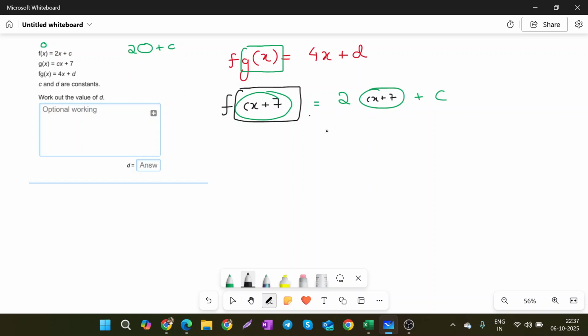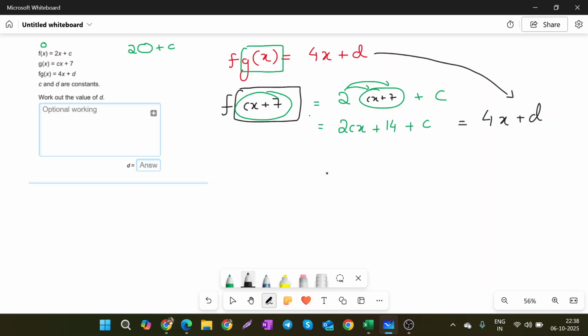So if I multiply that by 2, now remember we need to multiply everything by 2, so not just the cx. So this is going to be 2cx plus 14 plus c. Okay, and then we're going to say this is in fact equal to 4x plus d, because we know that is the value that this has got.